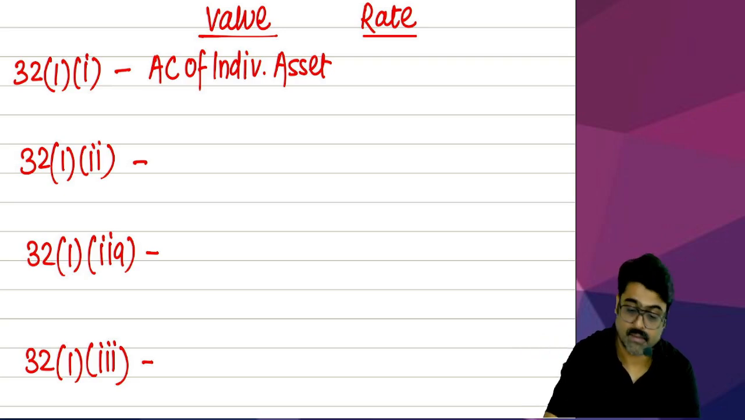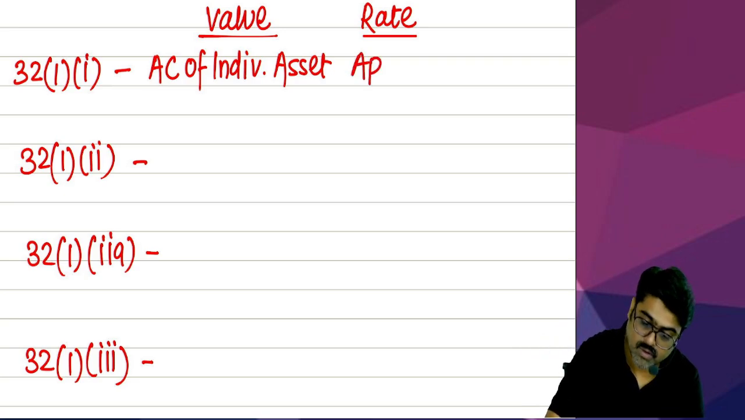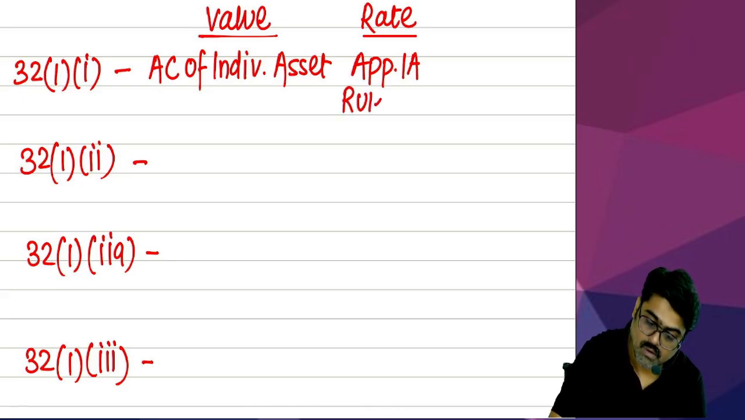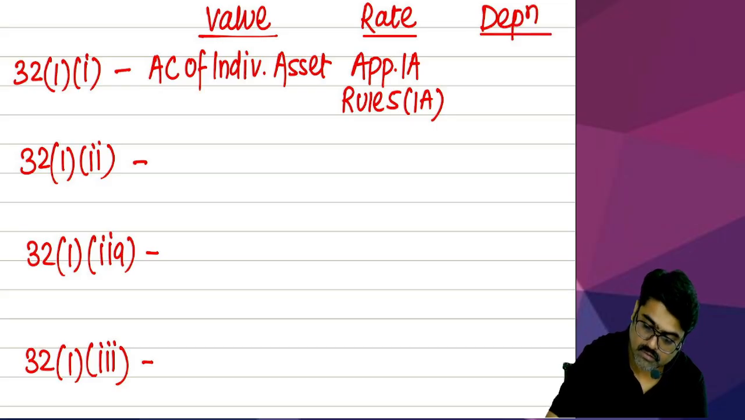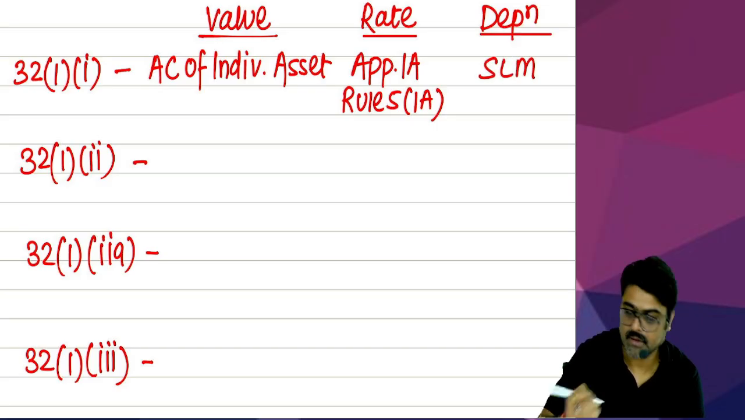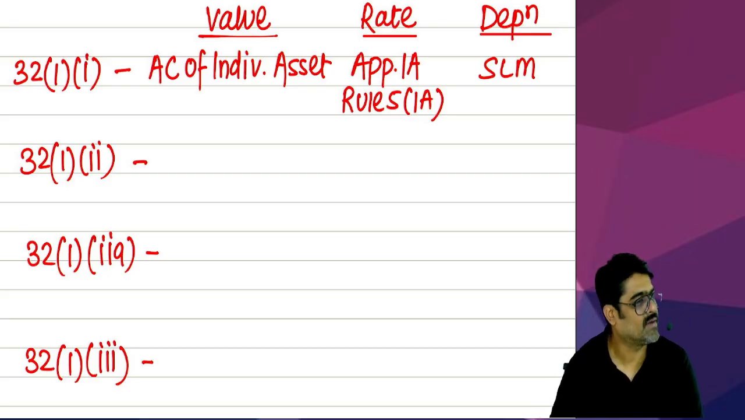Where are the rates prescribed? Did I tell you? Appendix 1A to Rule 51A. By applying this rate, the depreciation will be calculated and will be allowed on what basis? SLM basis. You forget everything very soon.